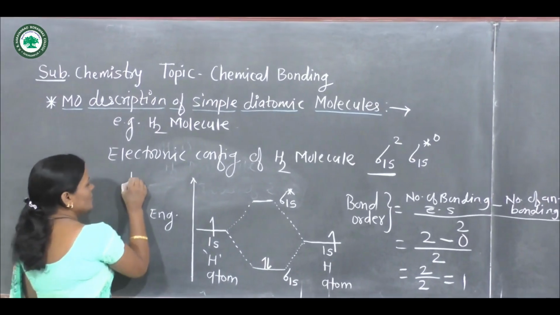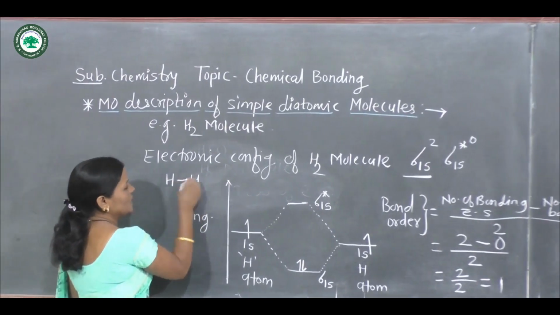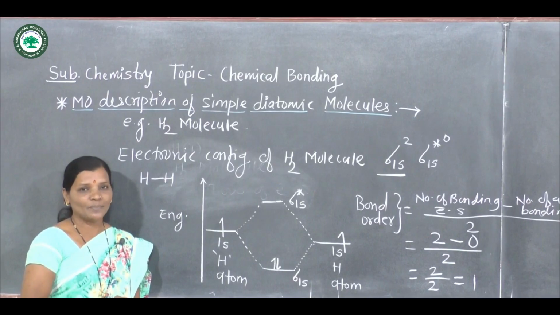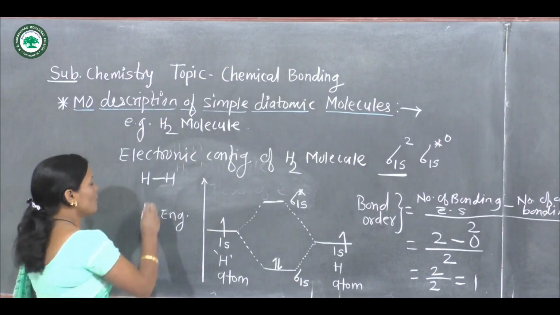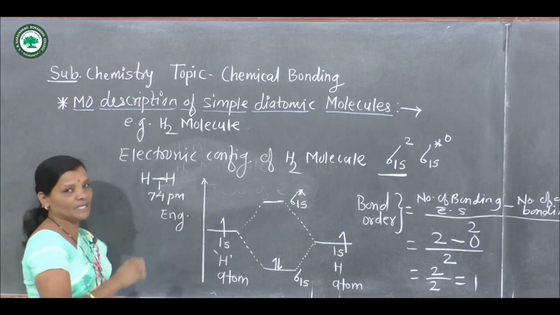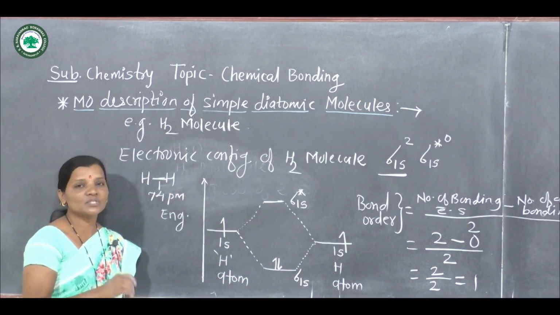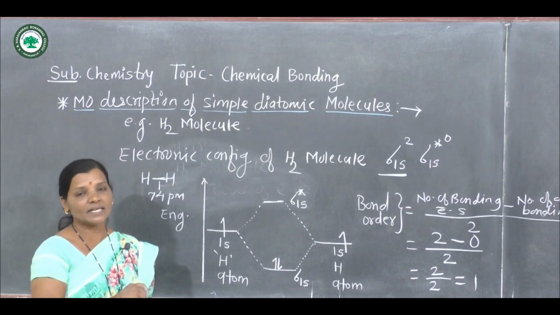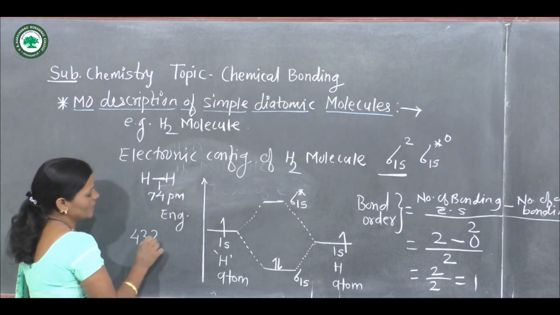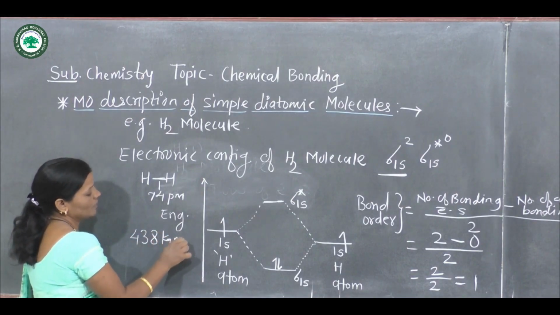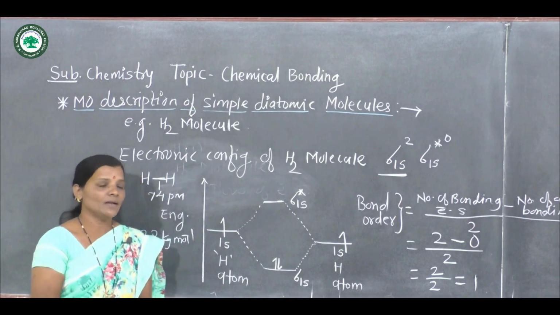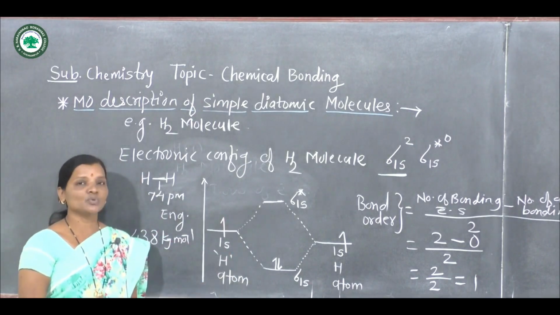That means between 2 hydrogen atoms in H2 molecule, only 1 covalent bond is present. And here the bond length is 74 picometer. And the bond dissociation energy observed in case of H2 molecule is 438 kilojoule per mole. And in this way the molecular orbital diagram is shown for this H2 molecule.